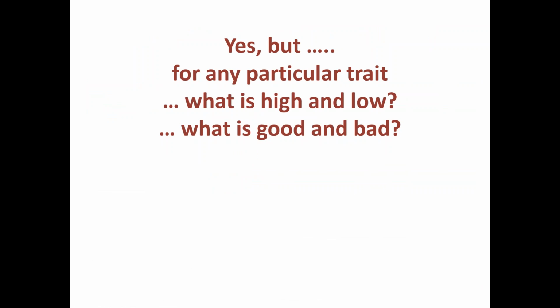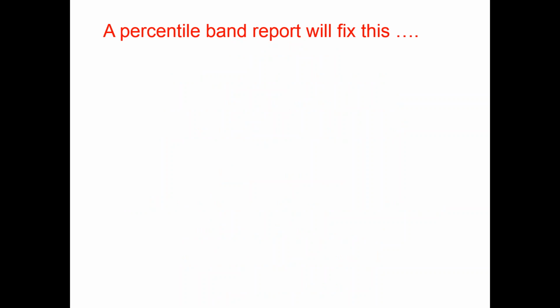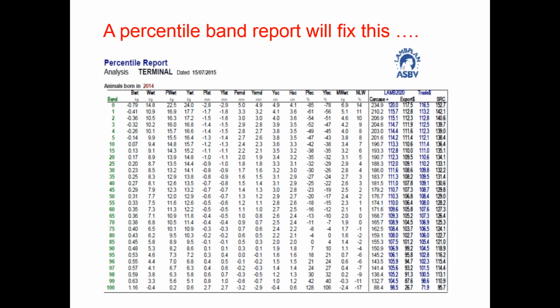But how do we think about this ram if we're looking across all the terminal sire flocks in the industry? If we were looking at a ram with a post-weaning weight of 14.5, how does that judge? The way to do that is with a percentile band table, or report. It's a horrific looking thing. It has all the traits across the top, including indexes, and down the side it has the percentile bands where the ram lies. A 50% band is effectively average.